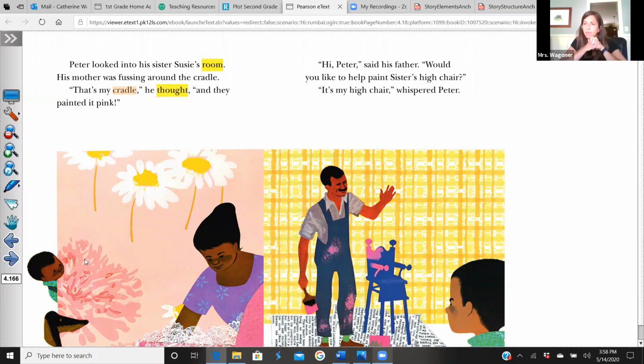Okay, let's see if you can make an inference for this question. Why is Peter's dad standing on paper? Think about what he's doing.